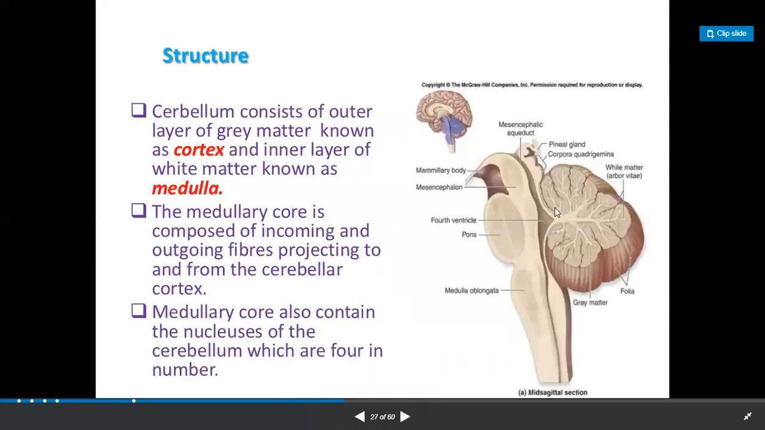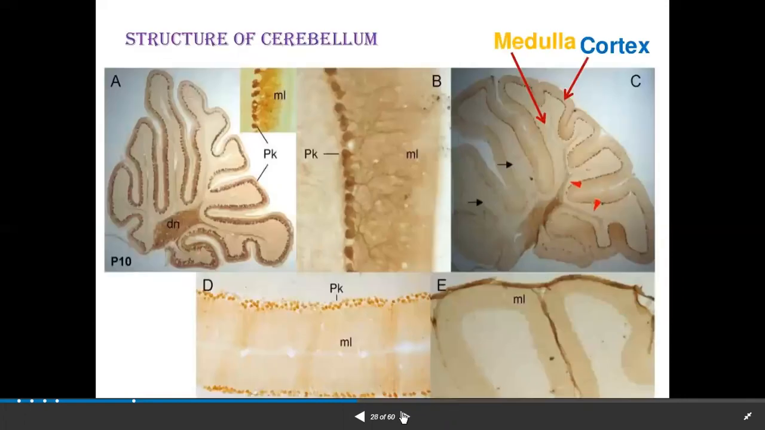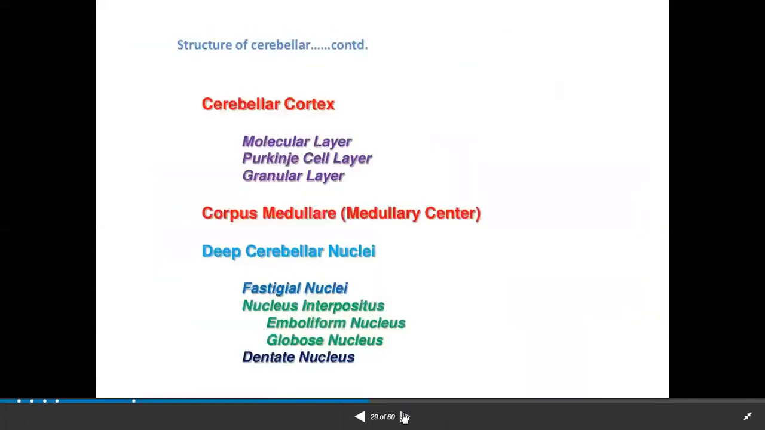So cerebellum consists of outer gray matter, which is cortex, and central white matter, that is medulla. So obviously the medullary core is composed of incoming and outgoing fibers projecting to and from the cerebellar cortex, isn't it? I told you. So this is the gray matter and white matter. In the histology lecture also we have studied the cerebellar cortex has three layers: MPG, molecular layer, Purkinje cell layer, and granular layer. Okay, corpus medullae or medullary center.